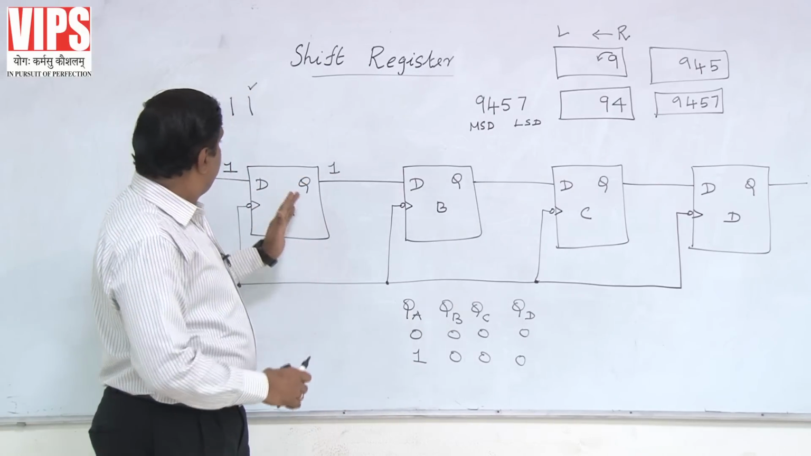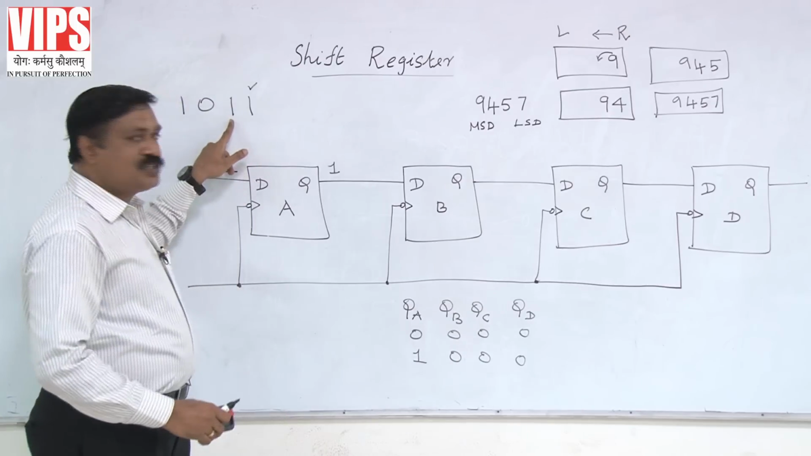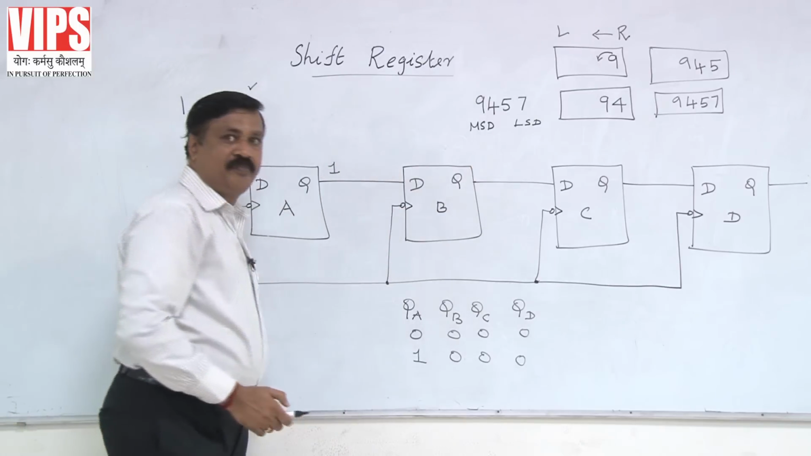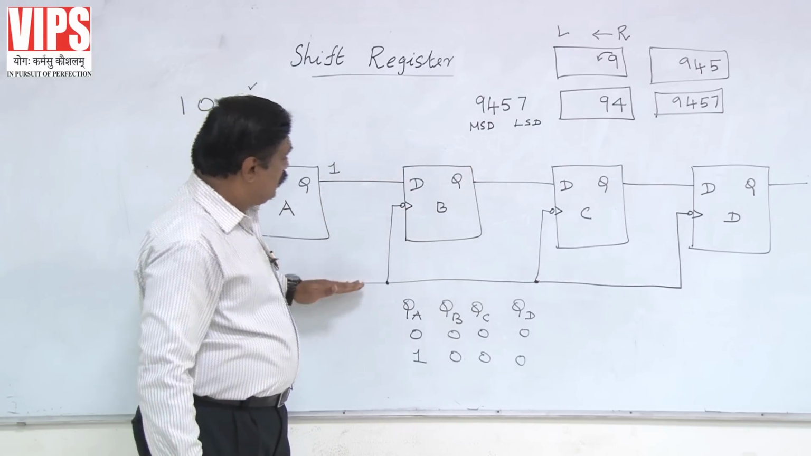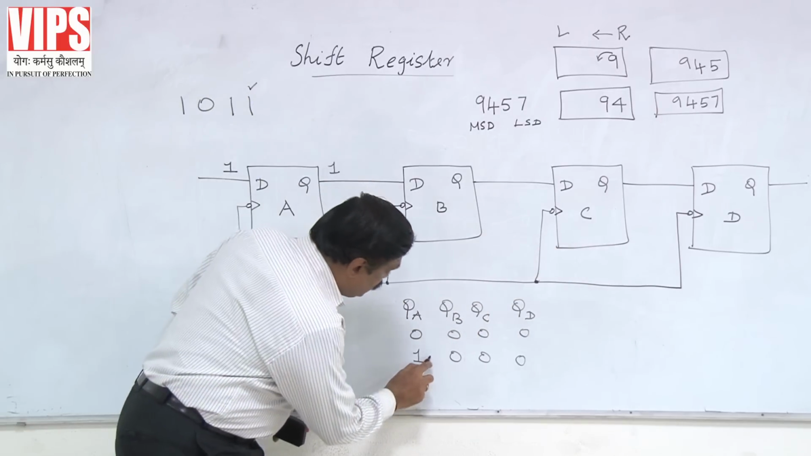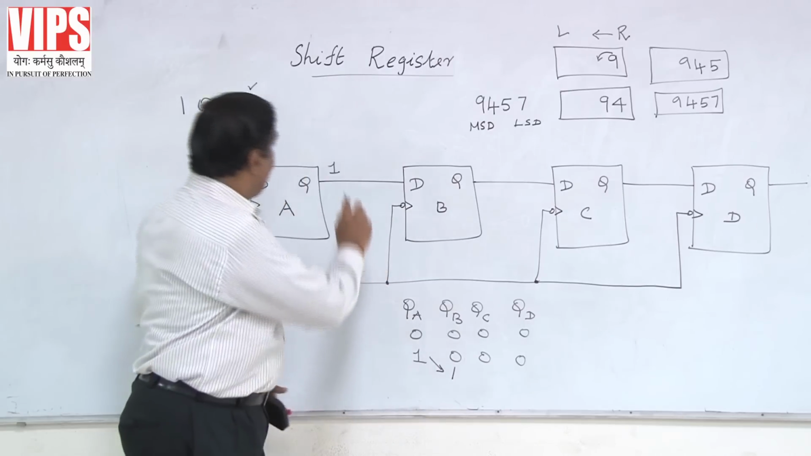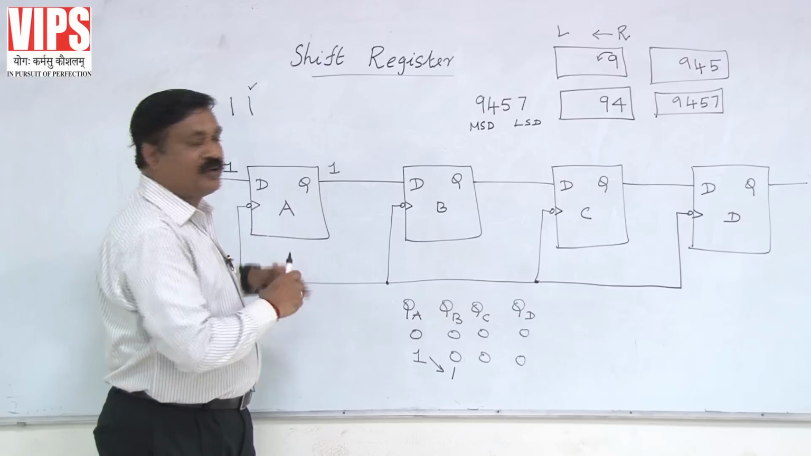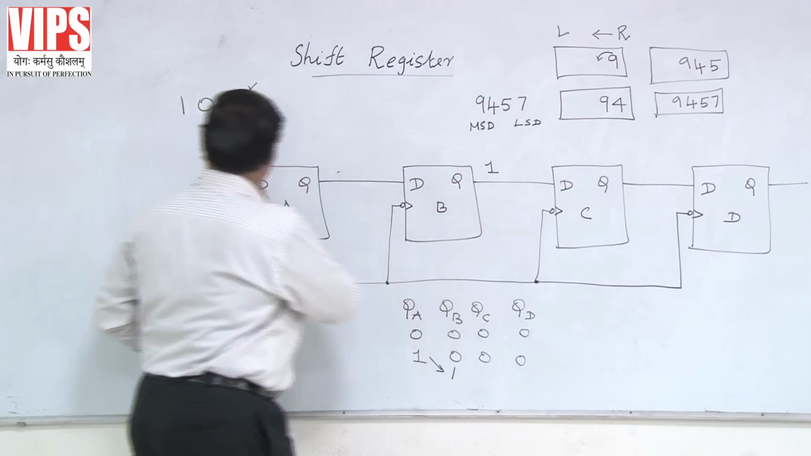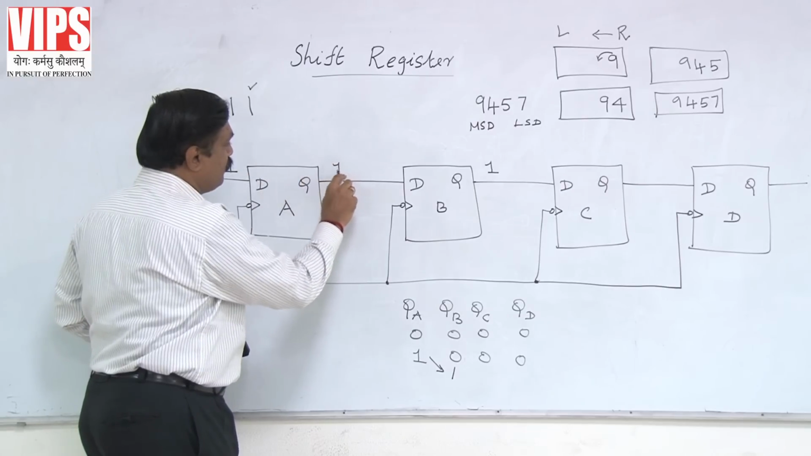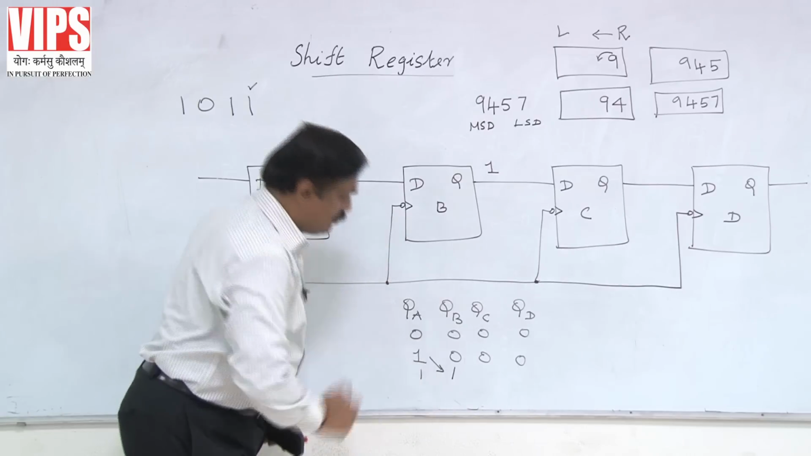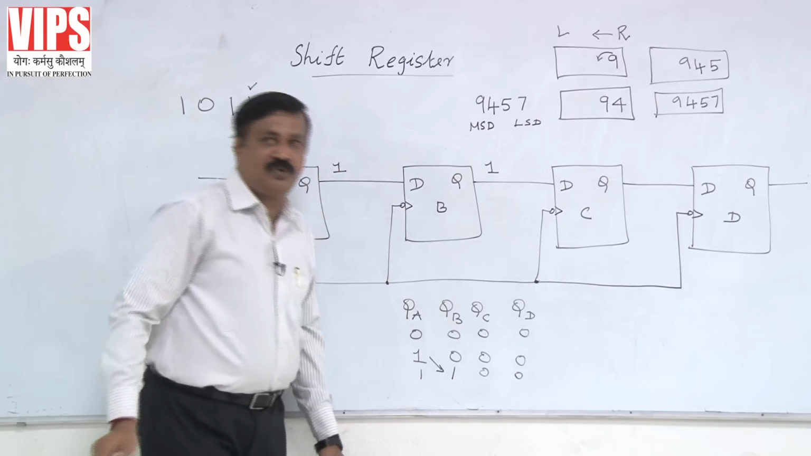If you give a second bit and a clock pulse, then this one will move here because it is connected by a common clock pulse. Therefore, this one will move here and this one will move here. Now you have 1, 1 and the remaining 0, 0 only.